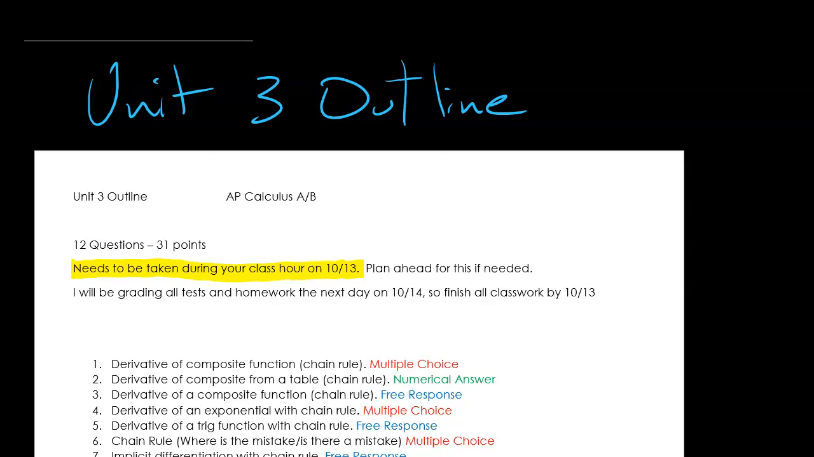That's the 14th. Yeah, the 13th is the Tuesday. The 14th on the Wednesday is when I'm able to grade things. So that's why I needed everybody to take it on the 13th.